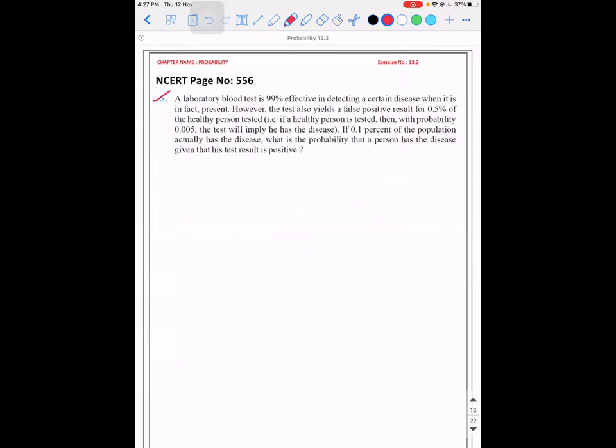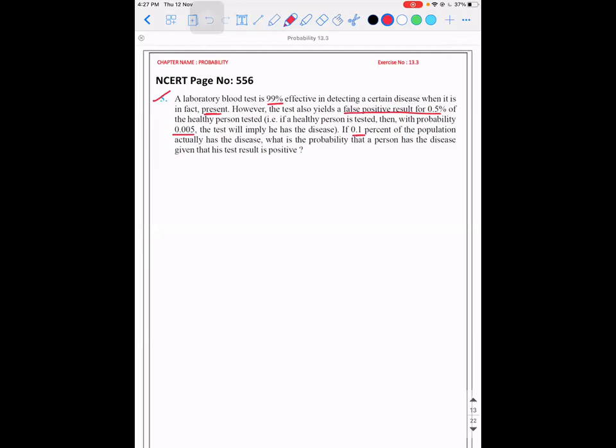So in a laboratory blood test is 99% effective in detecting a certain disease when it is in fact present, means a disease is there and the test has identified, yes, it is there. However, the test also yields a false positive result for 0.5% of the healthy person tested. That is, if a healthy person is tested, then with the probability of 0.005, the test will imply that he has the disease. Means actually he is not having, but it's showing it that he has. If 0.1% of the population actually has the disease, what is the probability that a person has the disease given that his test result is positive?